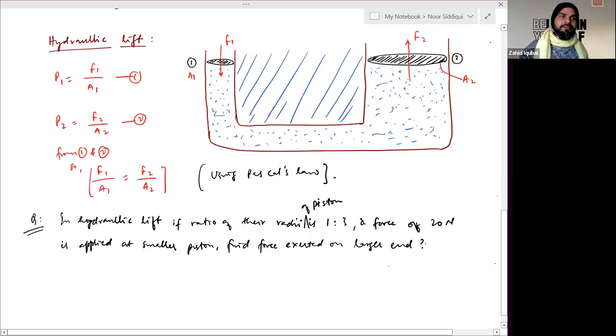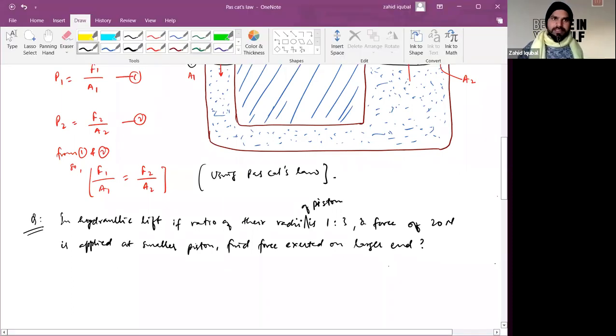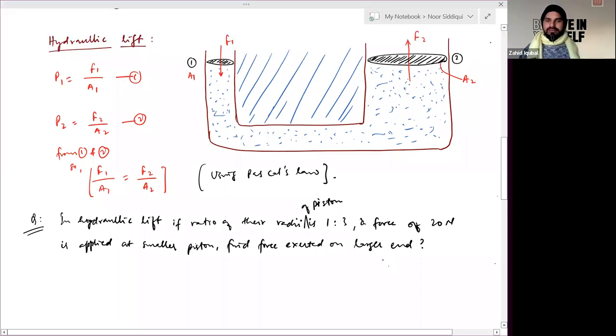Just use the above formula. Write area as pi r squared since pistons are circular in shape. Put their values and simplify it. You have to find the value of F2. In this question, we have F1 as 20 Newton. Ratio of R1, R2 is 1 by 3. So we have to calculate F2. Just use the above formula and try to find.